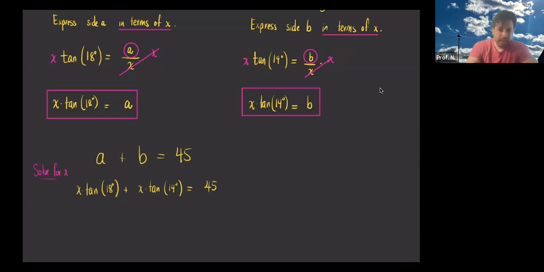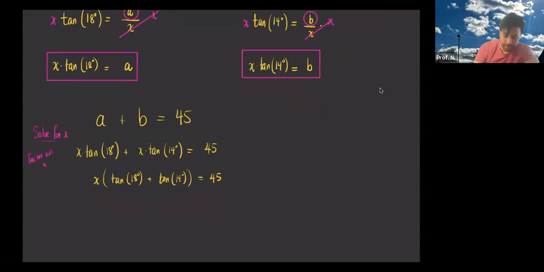Divide? No, not yet. I can't divide yet. What I have to do is I have to factor x. The step here is to factor out x. So factor out x. This is an algebraic technique. So when you factor out the x, look what's left. Tangent of 18 degrees, that's something, right? Plus tangent of 14 degrees. That's another value here. Do you guys see that? That's a very necessary technique to be able to do. Factoring is essential.